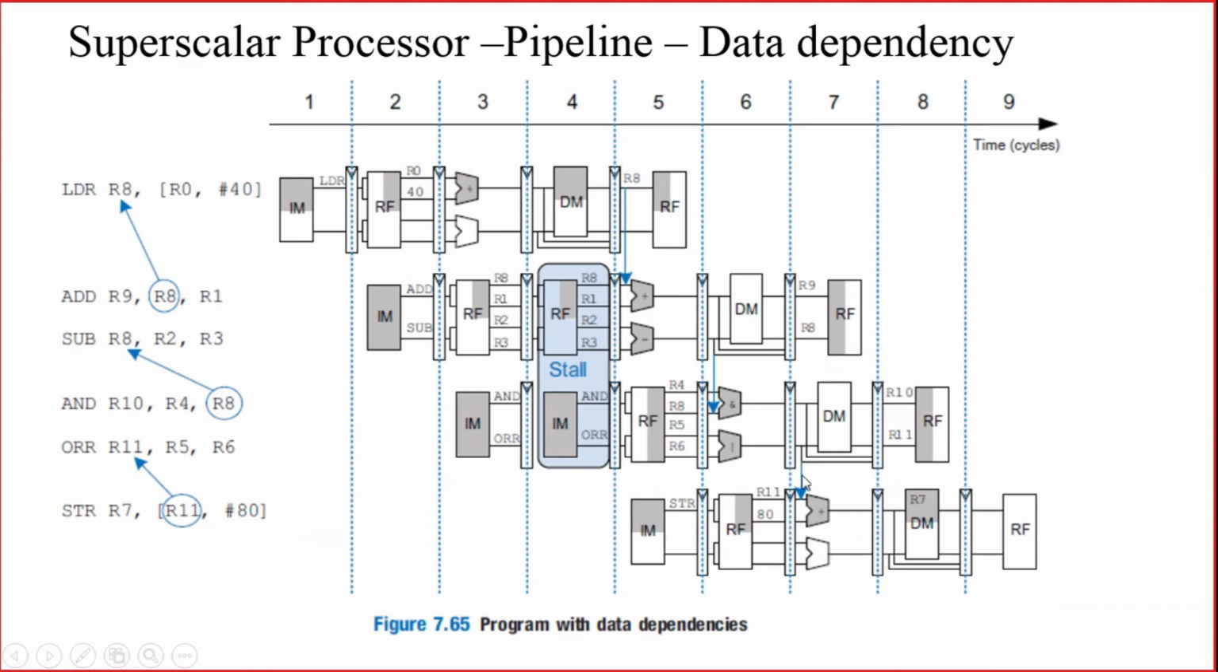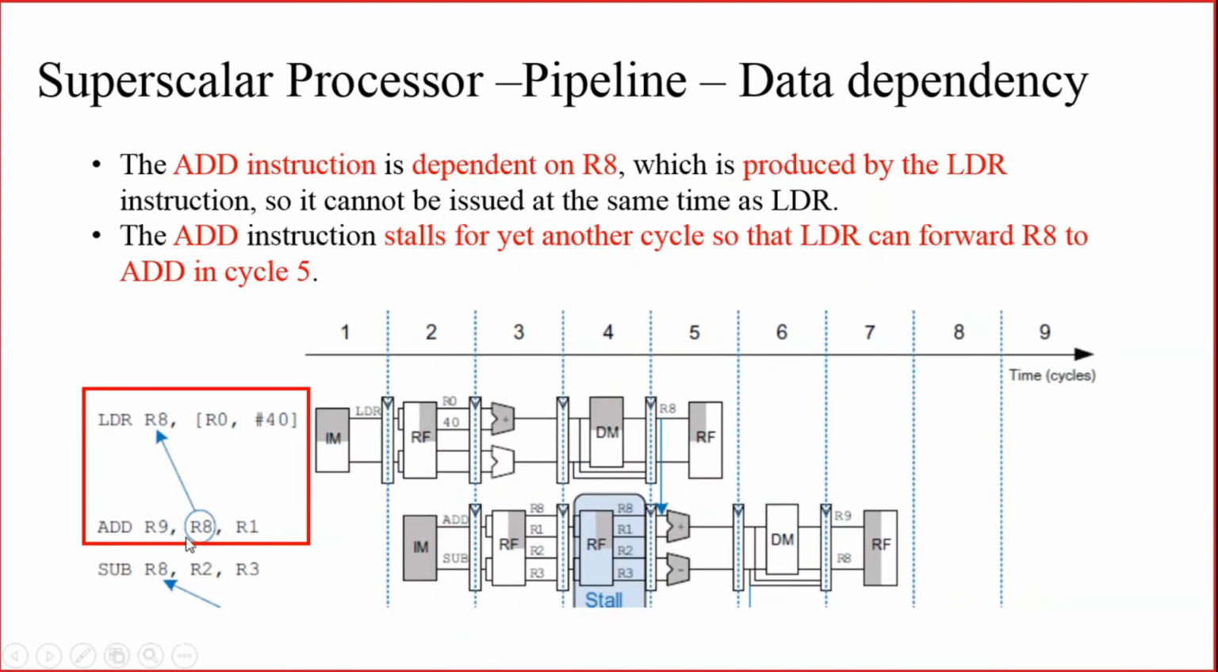Because the output of R11 is available in the same cycle. So this is a problem related to the data dependency. Due to the data dependency, this pipeline stalling has to be performed. First of all, both the add and LDR instructions are dependent on R8, as we have seen before. So the add instruction will stall for one more cycle, so that LDR can forward the result of R8 from LDR to add.